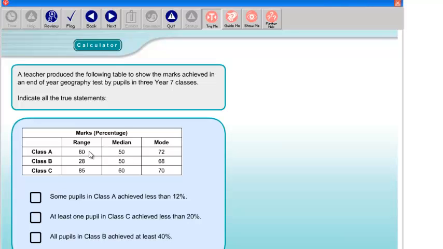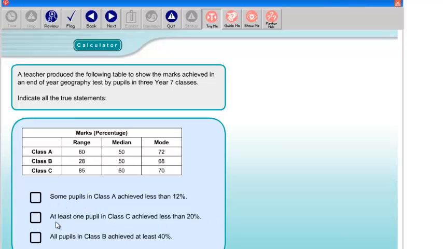Okay? So it could be that somebody got more than 72%. You know, someone could have got 80%. So if they did get 80% and we minused the range of 60, we'd be left with 20%. So no matter what we do, no pupils in the class could have got less than 12%. So that's a false statement.